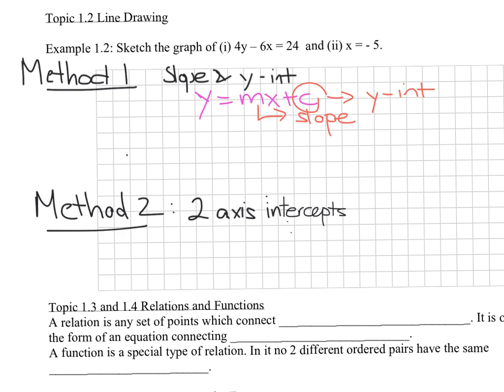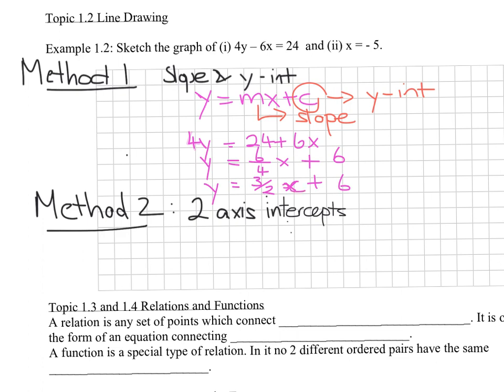We're going to rearrange that equation by going 4y equals 24 plus 6x, and then we're going to divide by 4, and so we'll get y equals 6 divided by 4 x plus 24 divided by 4, which is of course 6. You can simplify 6 over 4 to be 1.5 or 3 over 2. I would leave it as a fraction, and you'll see why in a minute. So I'm going to simplify that to 3 over 2 x plus 6.